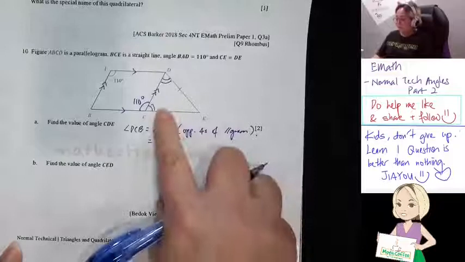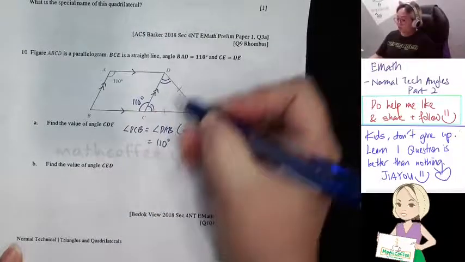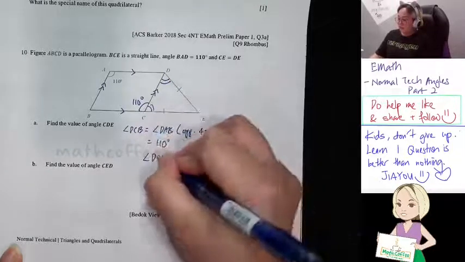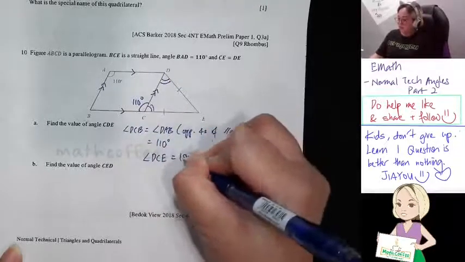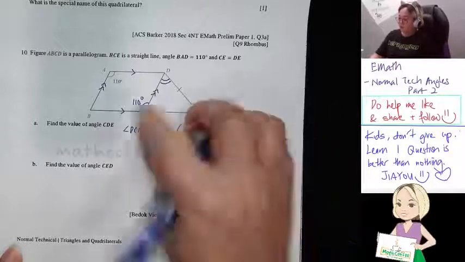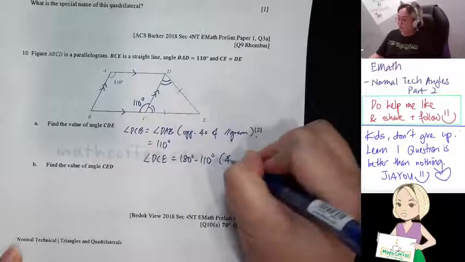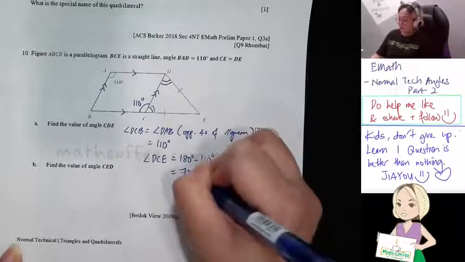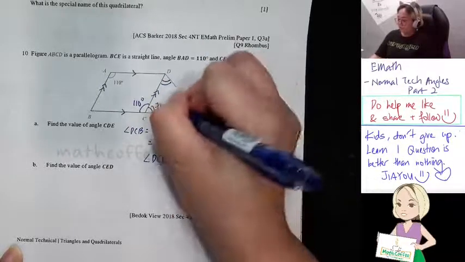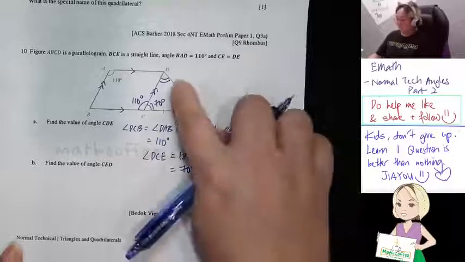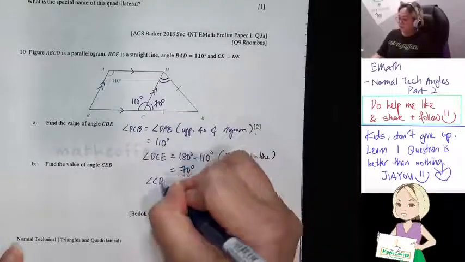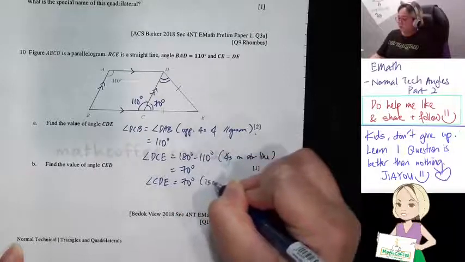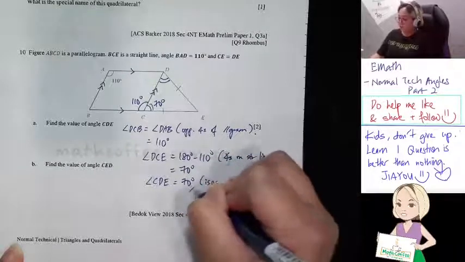Then I can find here. So you will say angle DCE is equal to 180 minus 110 because this is a straight line. Angles on a straight line. So this is 70 degrees. Now I can find here already. So therefore angle CDE is equal to 70 degrees because it is an isosceles triangle.